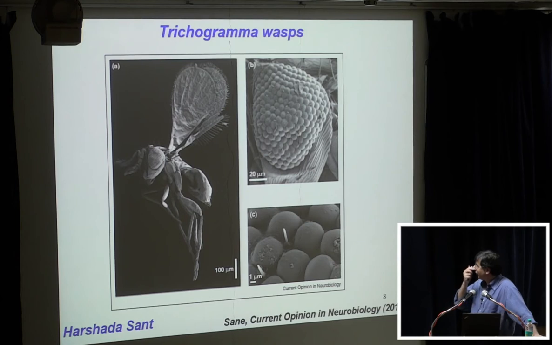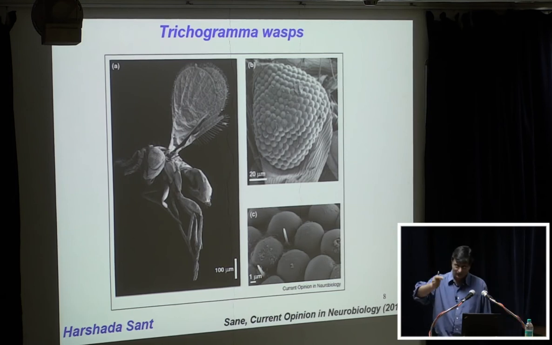Here's one that we are working with. It's a Trichogramma wasp. It's not as small as the one that I just showed you, but it's about 400 microns in size, still less than half a millimeter. Literally, if you take a pencil and you put a dot on a white sheet of paper, that's how small it looks.